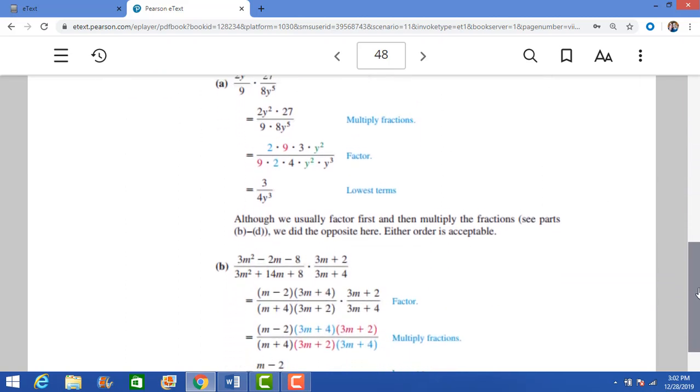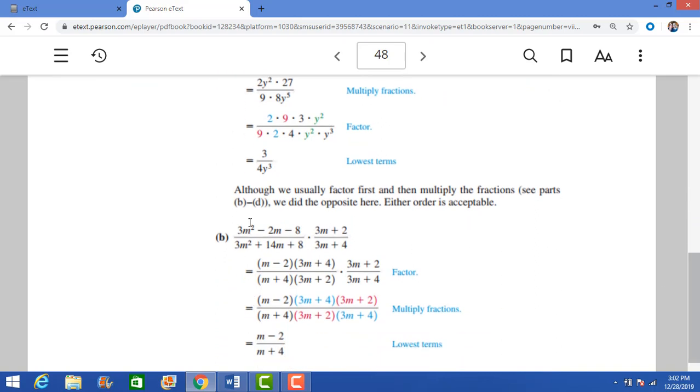Okay, now let's look at this one. So we have this times this. The first thing we're going to do is factor to see if we get common factors. These can't be factored, so we're going to leave those alone. But let's see if these can be factored. This factors into m minus 2 and 3m plus 4. This factors into m plus 4 and 3m plus 2. And again, you could do this using the AC method.